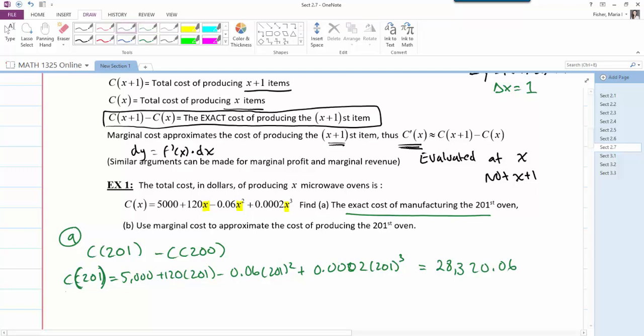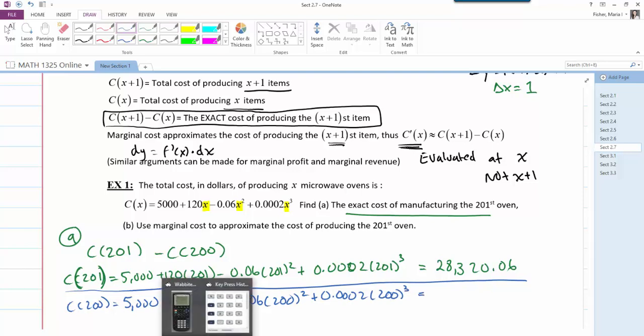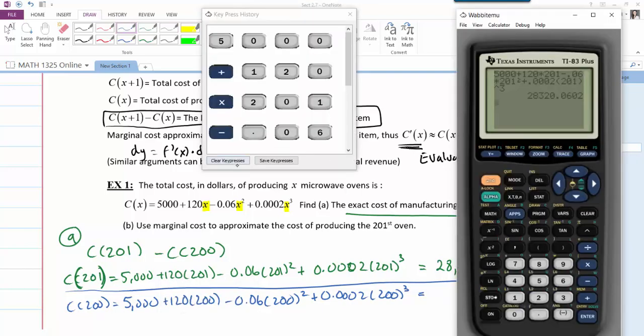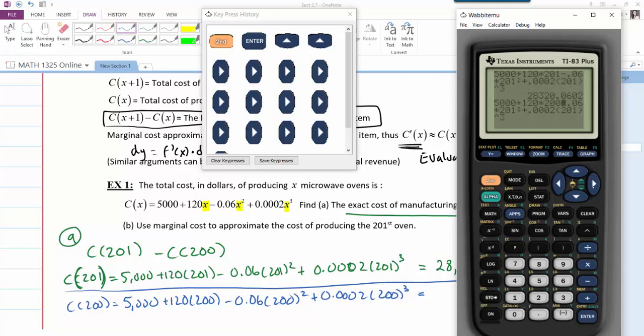Well, then what is C of 200? Because I need C of 200 in order to find the exact cost. Well, C of 200 would equal the same exact thing, except instead of writing 201, we write 200. So I'm just going to write that out and then grab the calculator, hit second and then enter. That's my last entry. Then I'm just going to scroll and change all my 201s into 200s. Hit enter and I get 28,200.